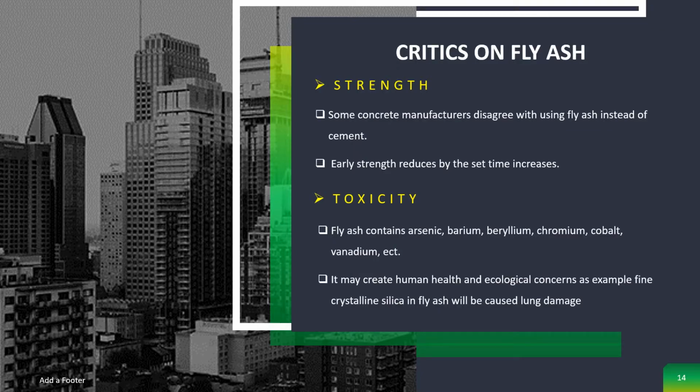For critiques on fly ash, we will critique based on two, which is strength and toxicity. For strength, some concrete manufacturers disagree with using fly ash instead of cement. This is because of the slow rate of strength at early stage.